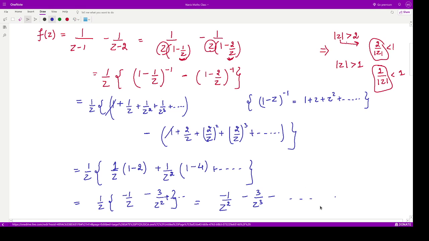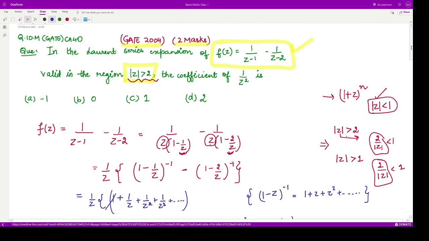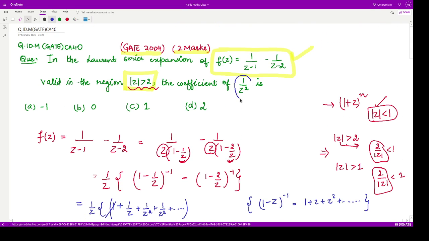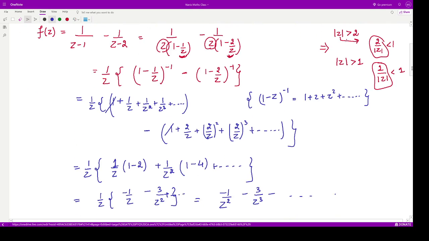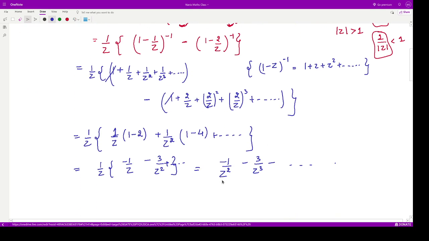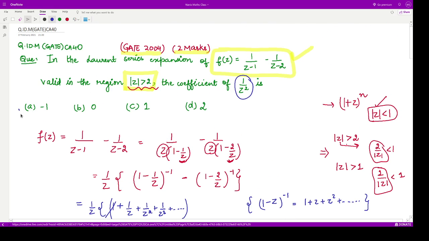So finally in the question they were asking what is the coefficient of the term 1 by z square. So here the coefficient of 1 by z square is simply minus 1. So this is the coefficient of this particular term. So the coefficient of 1 by z square is equal to minus 1. So let us look at our options. So from here, option A comes out to be the correct option.